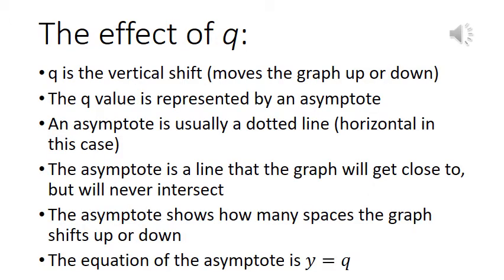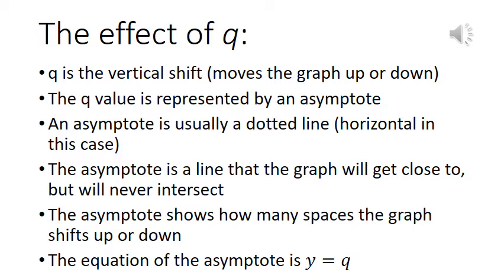Next, we look at the effects of q, and just like a straight line graph and a parabola, the q value is your vertical shift. So this tells you how many positions the graph moves up or down. Now, if the q value is 0, it means that the graph is in its original position. It has not shifted. But if the q value is, for example, +1 or -3, it means that the graph has moved up 1 position or down 3 positions.